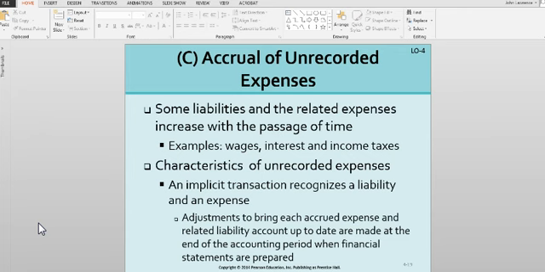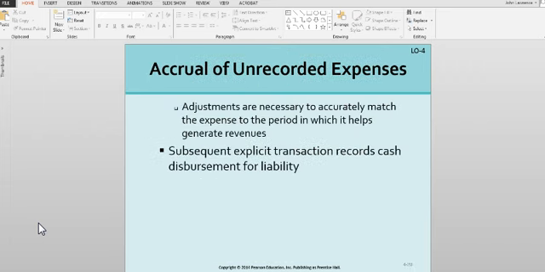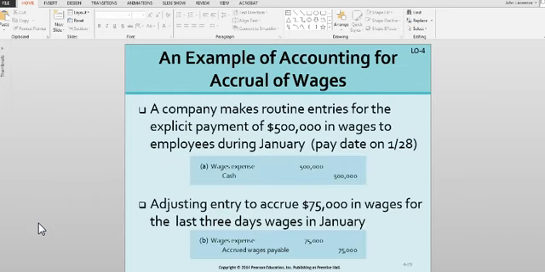Importantly, the implicit transaction that will be recorded with our adjusting entry is to create a liability and the related expense at the end of an accounting period, to make sure we've properly stated our wages, our interest, or our income taxes. These adjustments are necessary, and we'll keep repeating this, to ensure the matching principle is in line. Subsequently, an explicit transaction will happen to actually show the payment of that liability. Let's give a couple examples.